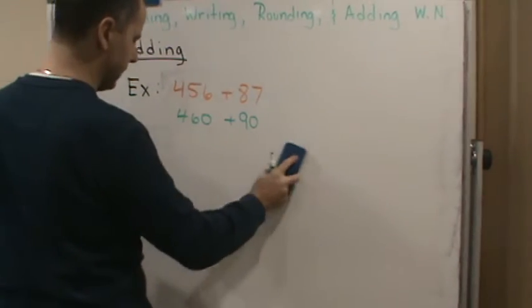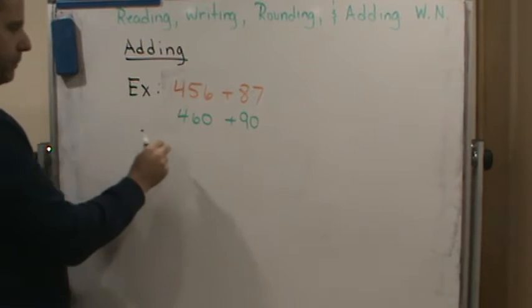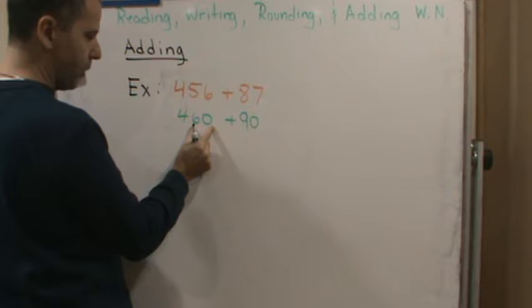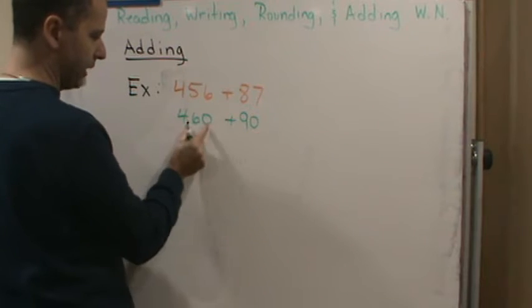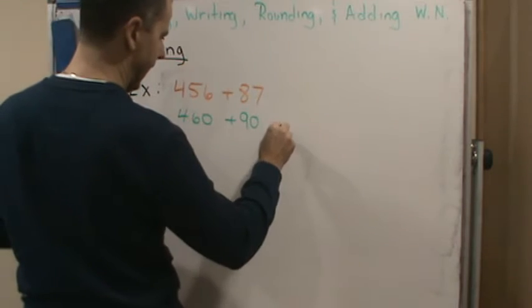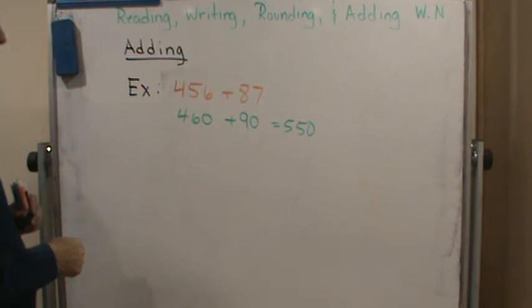But again, that's just something incidental, a little mental trick you could do. But think of things that you can do when you're adding numbers: you can subtract from one and add to the other, kind of moving numbers around to make it easier to add. So this is going to add to 550. So my answer should be relatively close to 550.